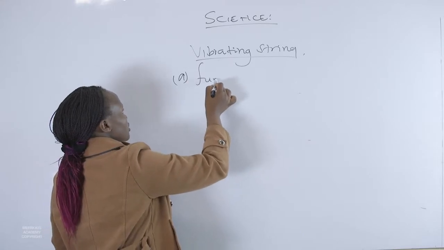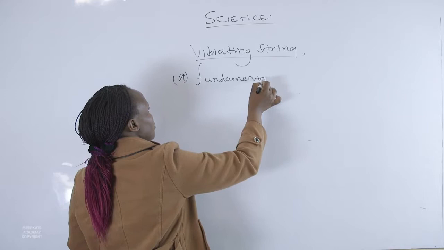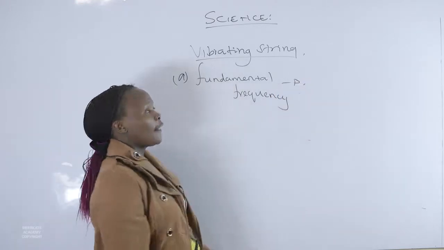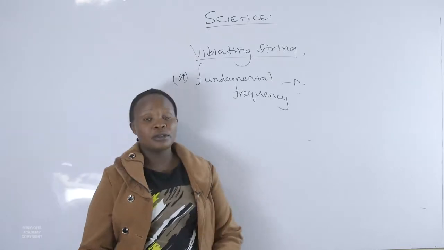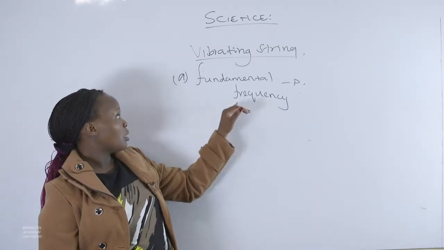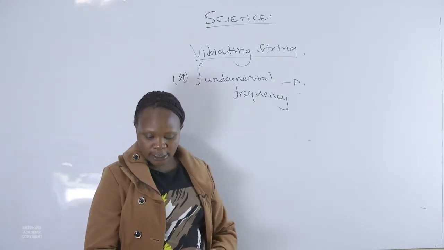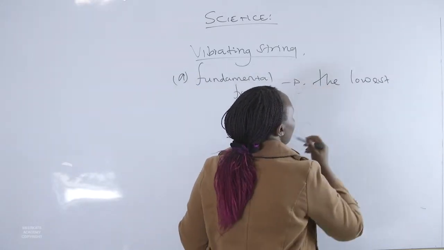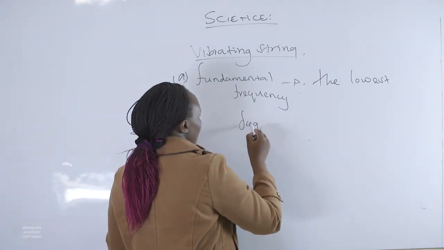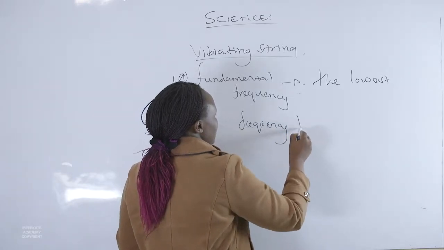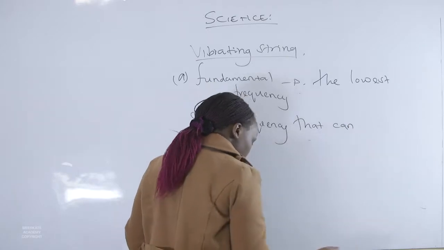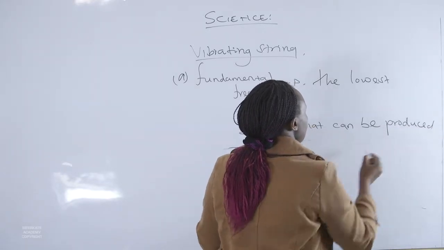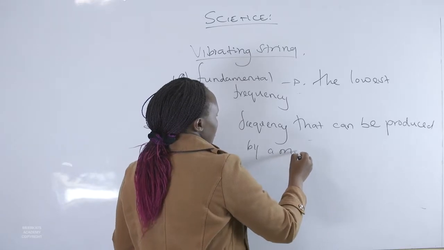Number one is the fundamental frequency. In the course of our discussion about vibrations on a string, we are going to come across this term, and this one means the lowest frequency that can be produced by a musical instrument.